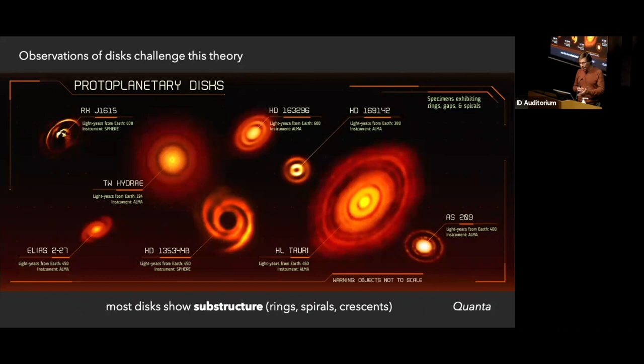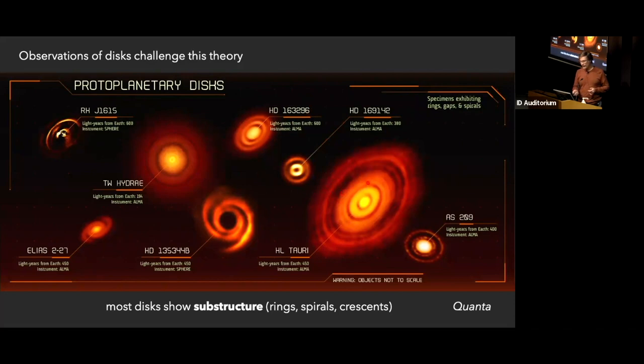But observations of disks in the last 5 years, 10 years have really challenged that view and that theory. And what you have here is just a compilation of images of protoplanetary disks. This comes from Quanta magazine from a little while ago. Some of them are taken in radio wavelengths, and some are in optical or near infrared wavelengths. But the point to notice is that these disks don't seem to have a smooth distribution of emission. A lot of them have rings of emission, and then some of them have other structures that look more like spirals.